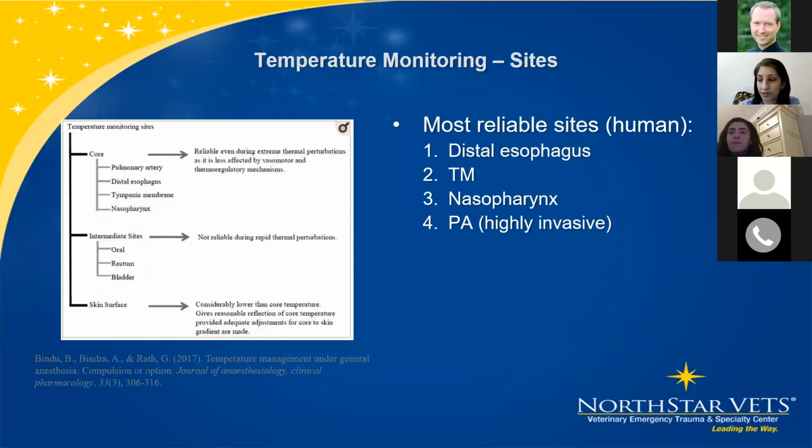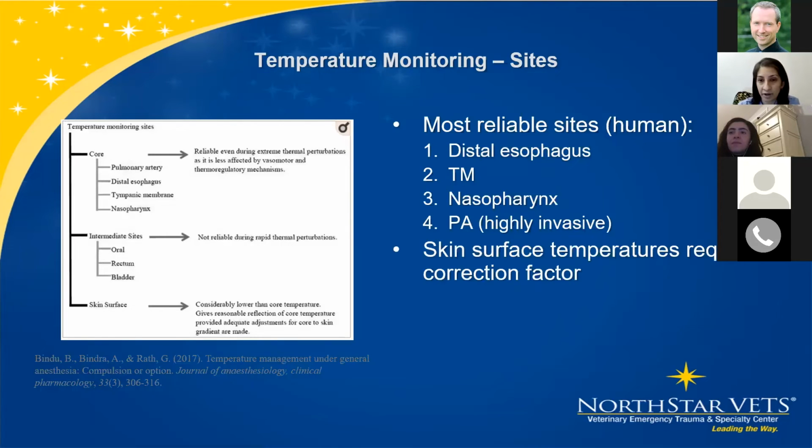In anesthetized humans, the most reliable and accurate sites for placement of temperature probes are the distal esophagus, the tympanic membrane, the nasopharynx, and the pulmonary artery. The temperature of the blood in the pulmonary artery is considered the definition of core body temperature. Obviously, that is highly invasive. It's not clinically practical at all. So we attempt to use other sites that will give us the best approximation of that temperature. But the pulmonary artery is considered the gold standard. So that's what everybody compares everything else to.